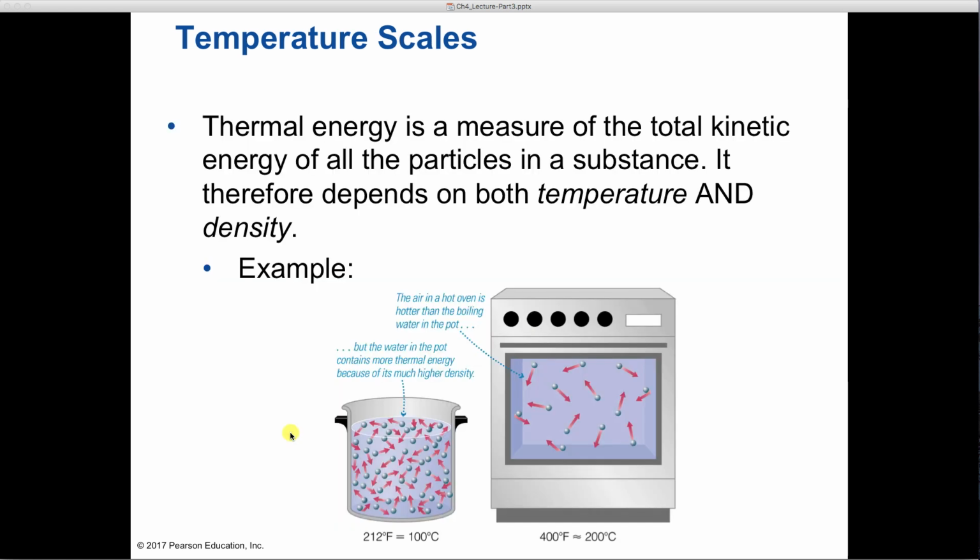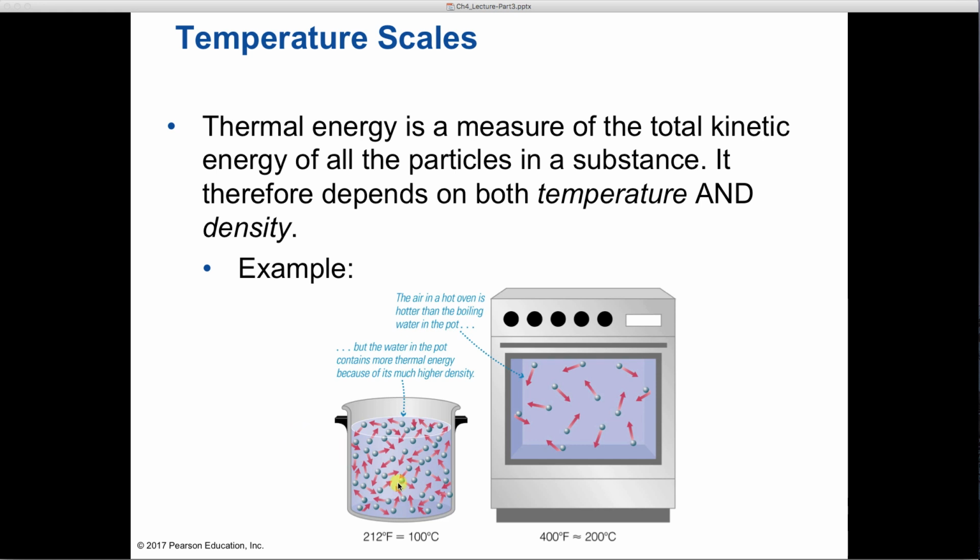So here's the pot of boiling water and the oven again. And again, they have an oven here at 400 degrees Fahrenheit versus 212. But even if the temperatures were the same, I think it's better to compare them with the same temperatures. Then you can easily compare. Yeah, you could stick your hand in that oven at 212, and it wouldn't be affected much at all. You could keep it in there for a while.